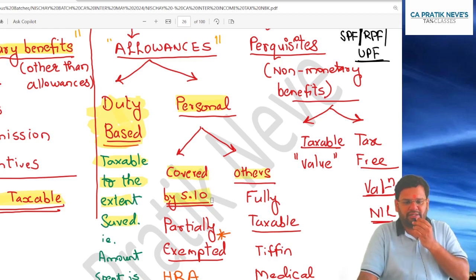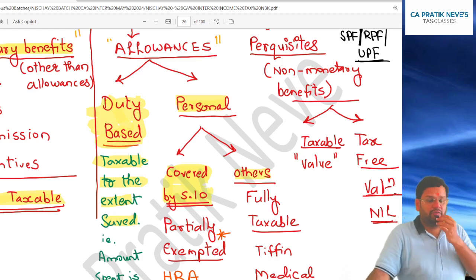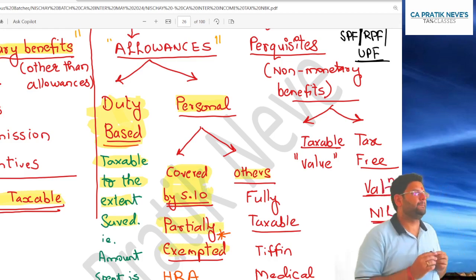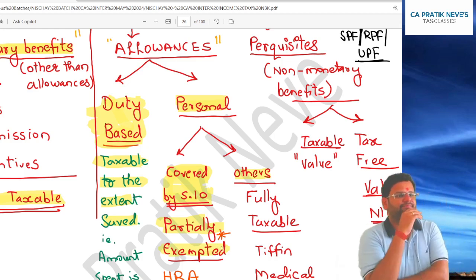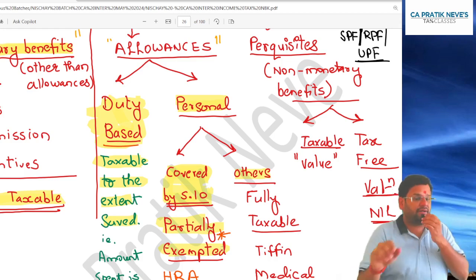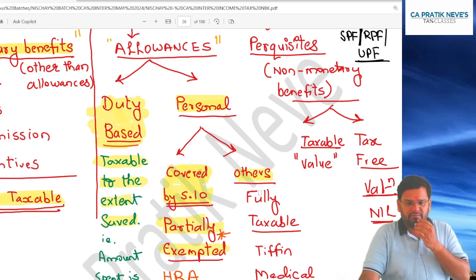So of course, friends, those which are covered by section 10 will be partially exempted. Maybe not fully, but they will be partially exempted. Those which are covered by section 10 will be partially exempted, and others will be what? Others will be fully taxable. Means those which could not be covered in section 10 will be fully taxable.